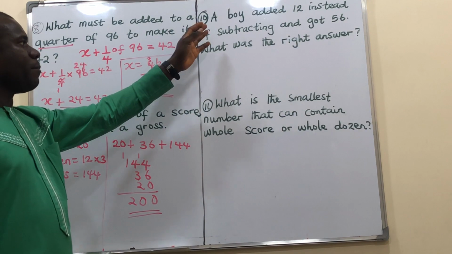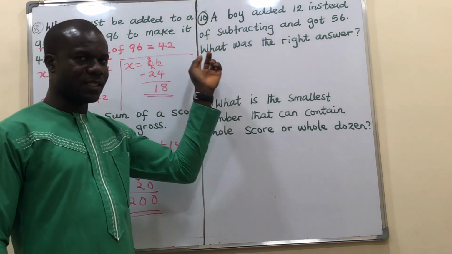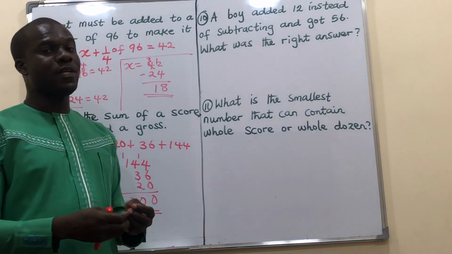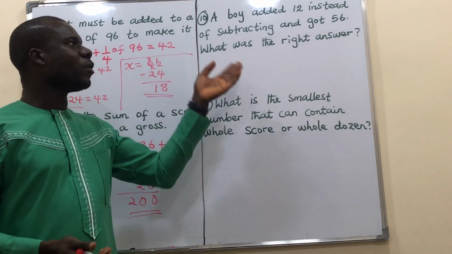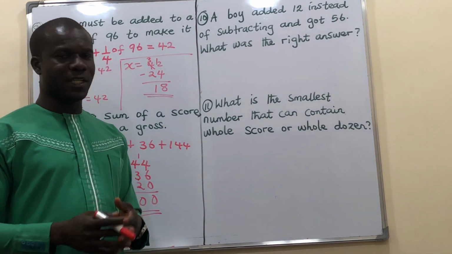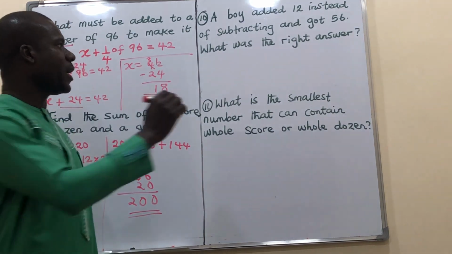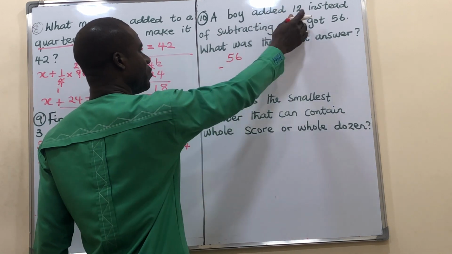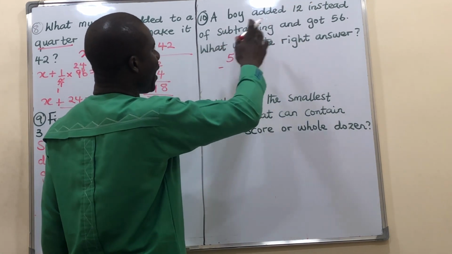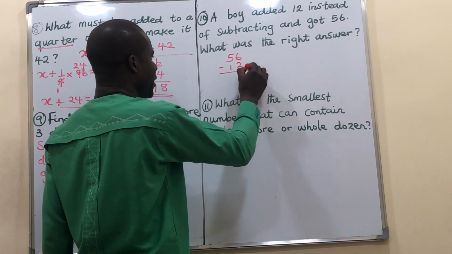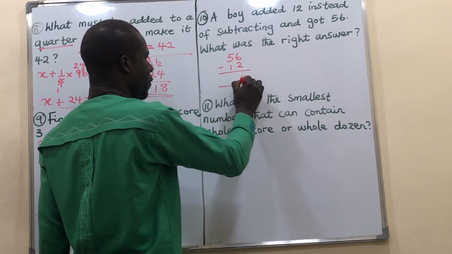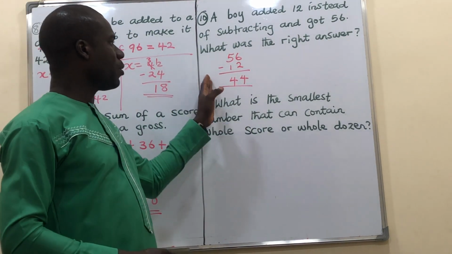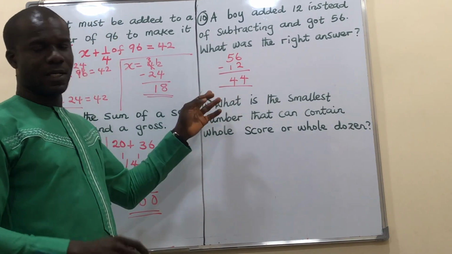Question 10. A boy added 12 instead of subtracting and got 56. So that means there is an original number. He intended to subtract but added 12. What was the right answer? Before we can solve for the right answer, we need to get the original number. To get the original number, we solve 56 minus the 12 he had added. 6 minus 2, 4. 5 minus 1, 4. So the original number was 44, but you added 12 to get 56.